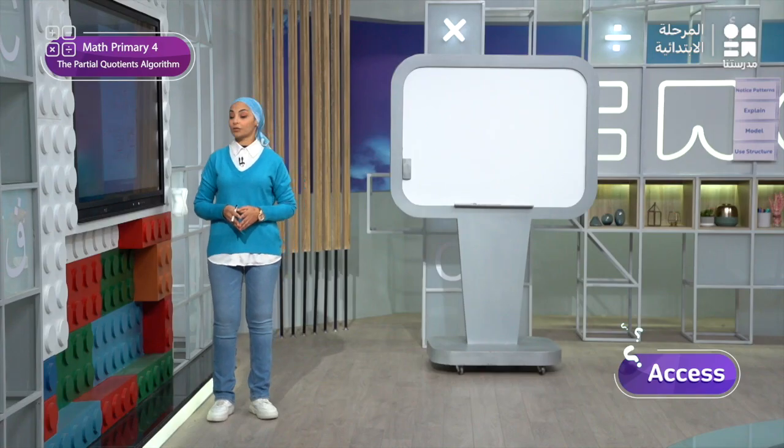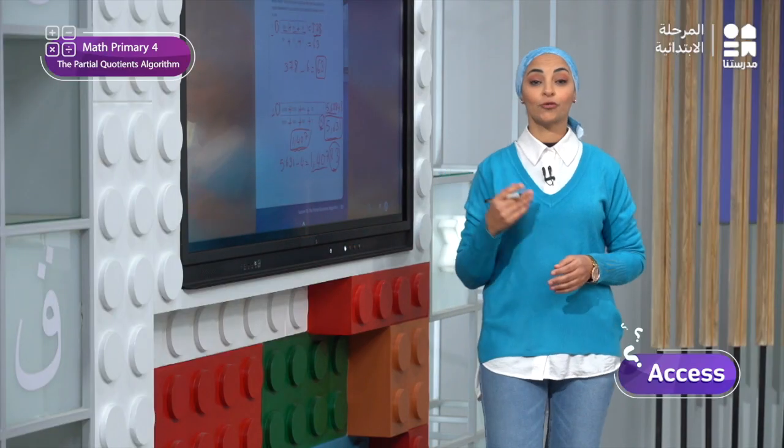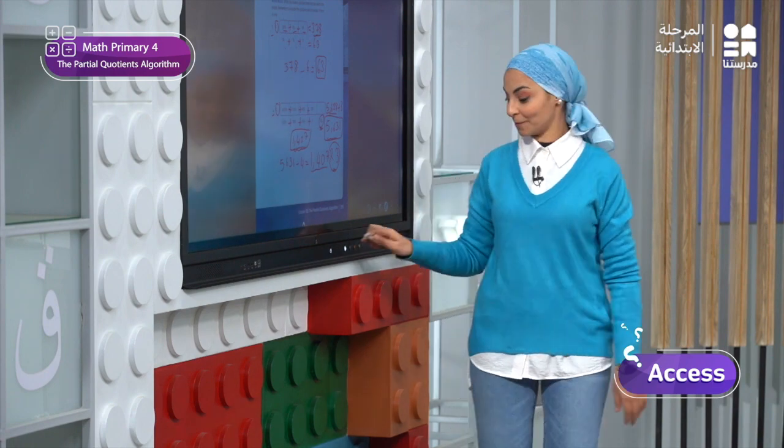What about the remainder? Yes, the remainder is 3. Don't forget to write the remainder here. And this was a quick revision on division using the area model strategy. Before you move to a new strategy, we will play a game all together. Let's do it on the board.